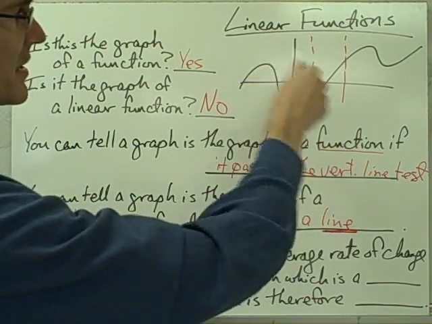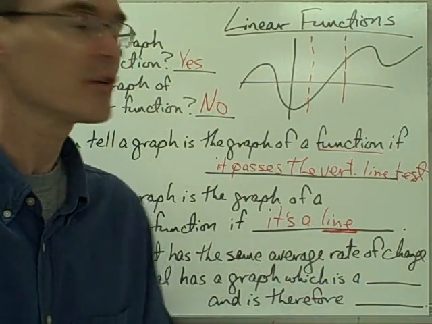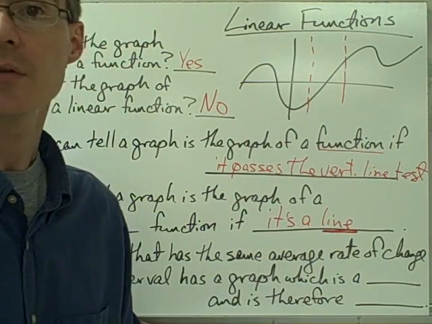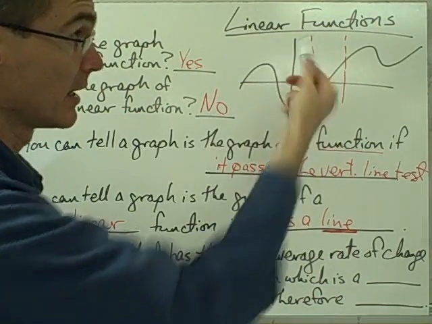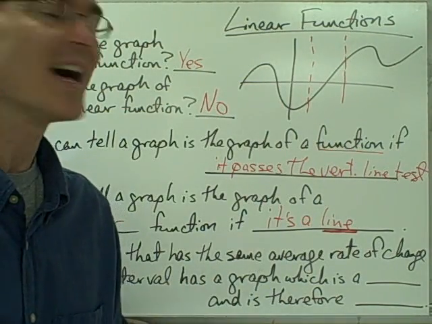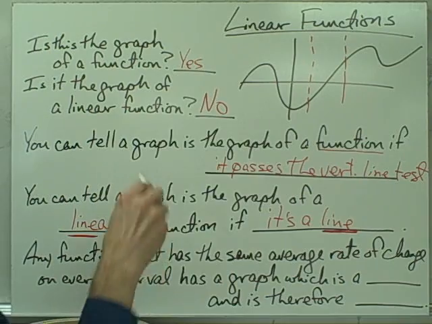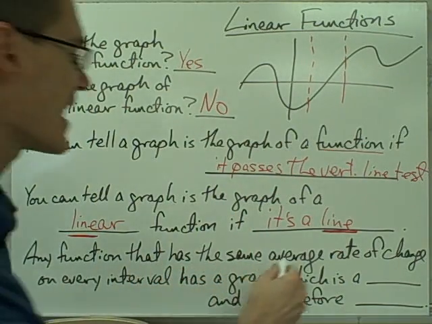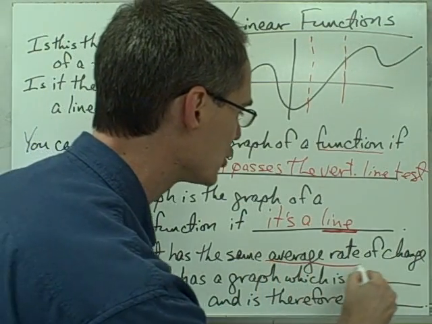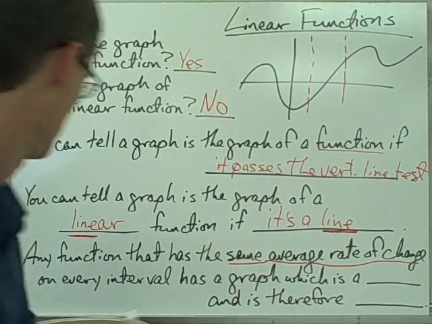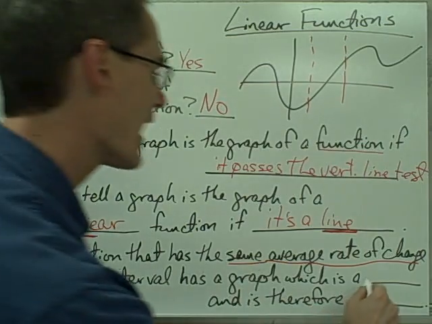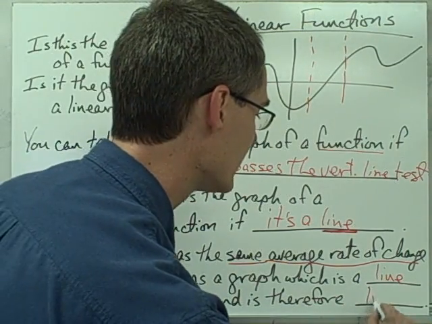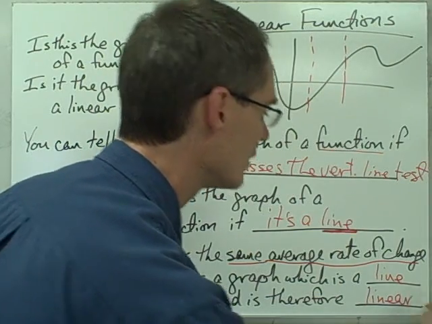So this distinction between a function and a linear function is fairly easy to determine if you have a graph of your function. You just look at it and you decide, is this the graph of a line? Well, if you don't have a graph, then you're going to have to use something else. A function that has the same average rate of change on every interval has a graph which is a line and is therefore a linear function.